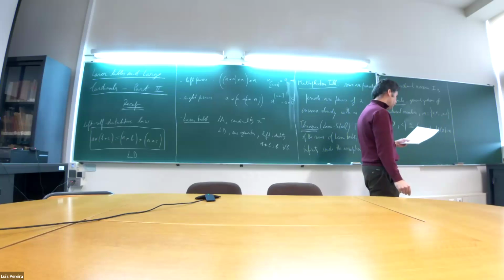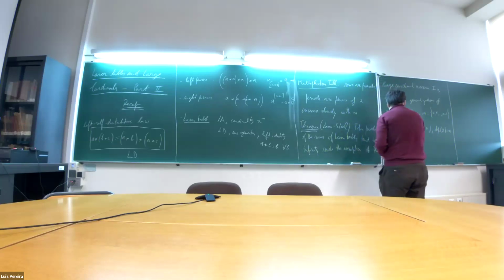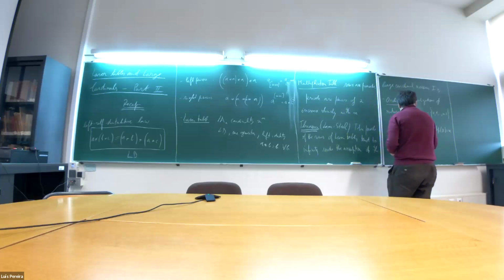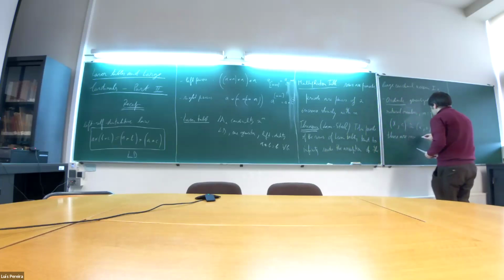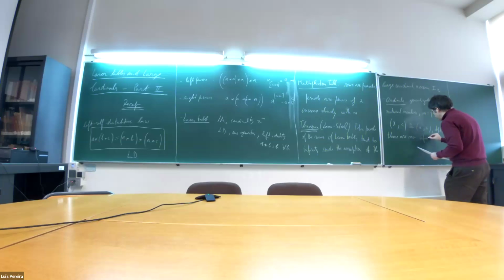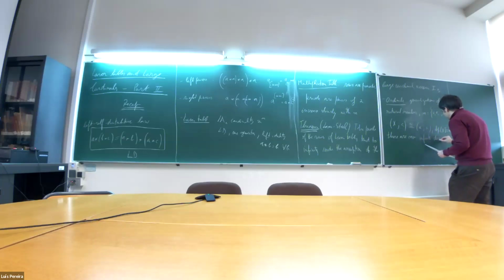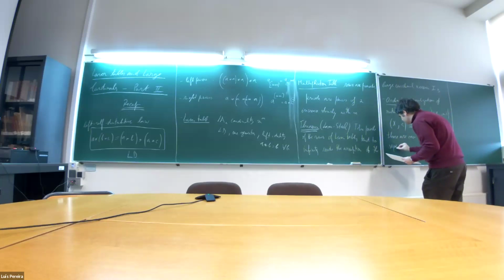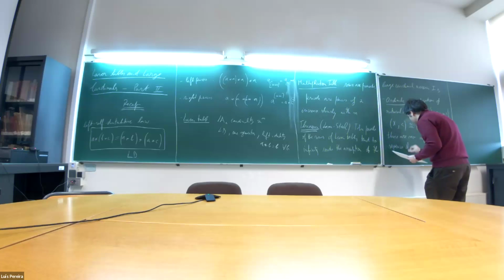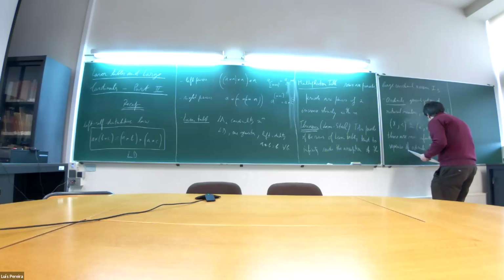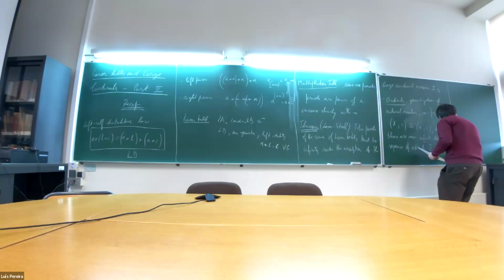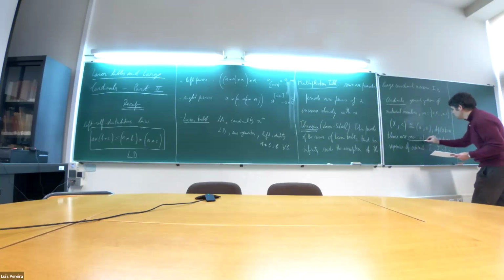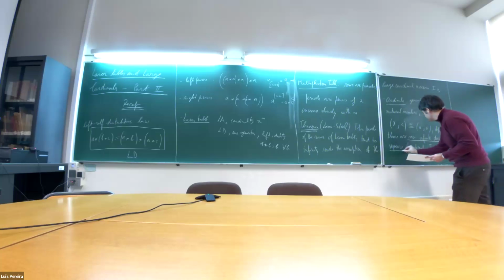But the important thing is that there are no infinite descending sequences of ordinals. So there's nothing like this. So, no infinite descending sequences of ordinals.